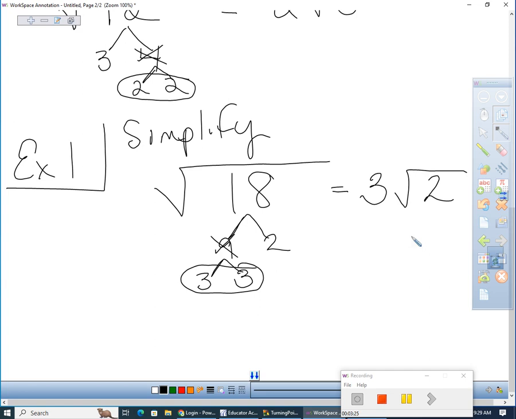Okay? Yes? Well, just, yeah, you don't need to go down to a 1 because 1's not going to help us at all. Yeah. So let's try another one.